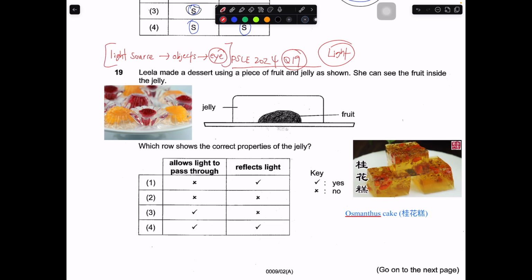In this case, Lila makes a dessert using a piece of fruit and jelly as shown. So you've got the jelly and the fruit. She can see the fruit inside the jelly. That means she can see the jelly, and she also can see the fruit. So this dessert actually looks something like this. You have a transparent jelly and the fruit is inside.